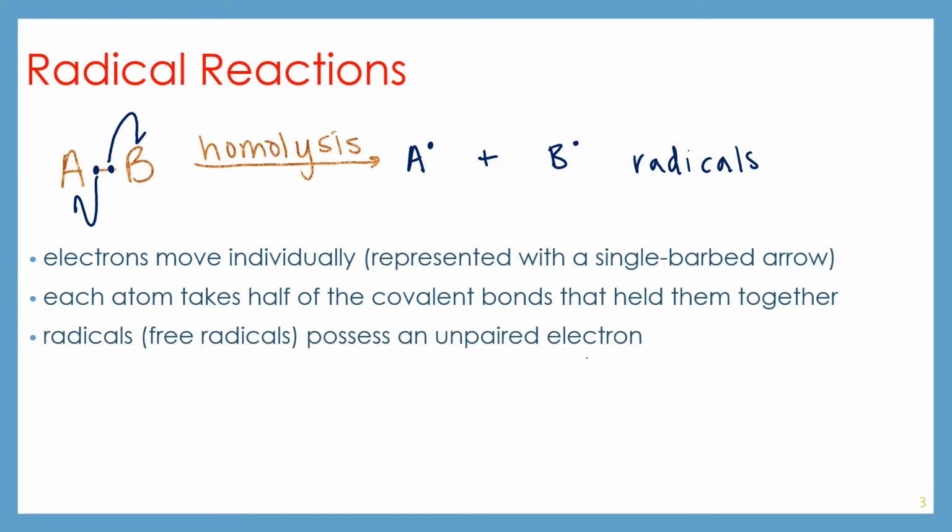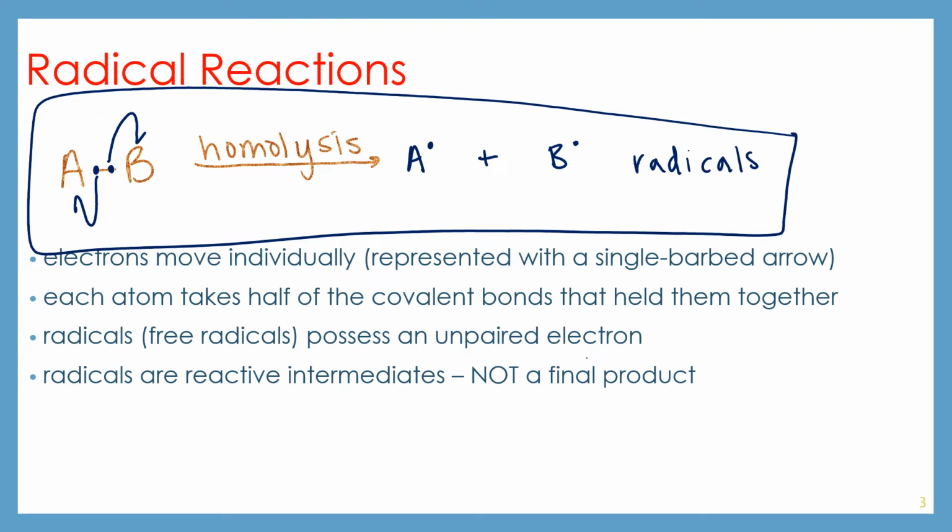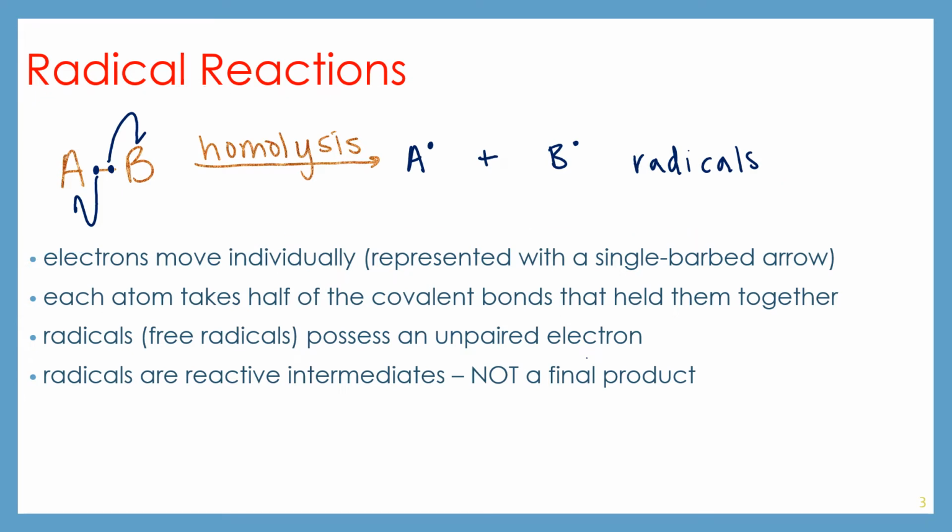Radicals, also sometimes called free radicals, possess an unpaired electron. Radicals are reactive intermediates. They are not a final product. So even though this is drawn like a reaction, this would actually be just a step in a larger reaction. There are 3 steps in any radical reaction: the initiation, the propagation, and the termination step.